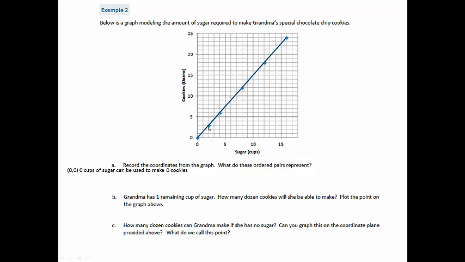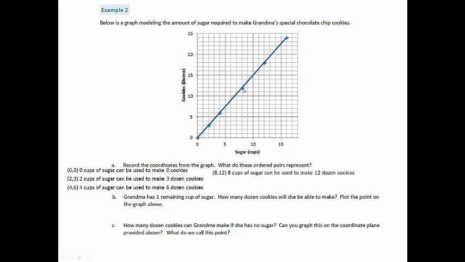Our next point is 2, 3. 2 cups of sugar can be used to make 3 dozen cookies. And here's the point 4, 6. 4 cups of sugar can be used to make 6 dozen cookies. A little further up, we have 8 cups of sugar can be used to make 12 dozen cookies. This is the point 8, 12.